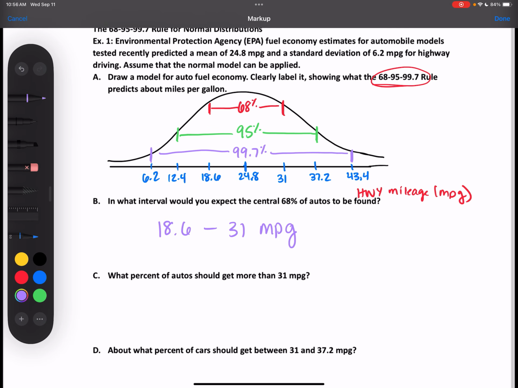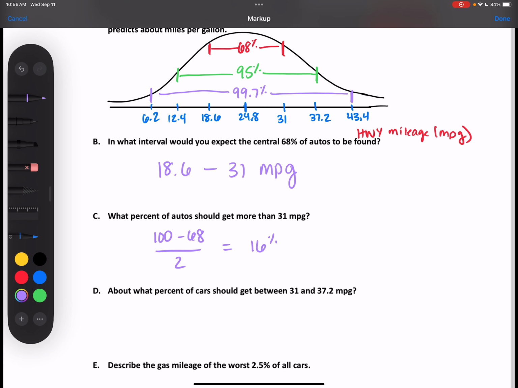So what I do is I take 100, I'm going to subtract off 68, which means that I now have all this data that I'm currently covering up with my hands left over, right? Which is what, 32? So I only want the right side. So what might I need to do then? Cut both. Divide it in half. So 100 minus 68 divided by 2, which is going to be 16% of the data. So 16% of cars should get more than 31 miles per gallon. Yes. Okay.